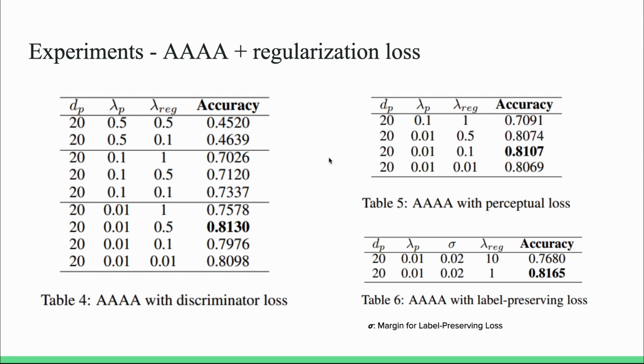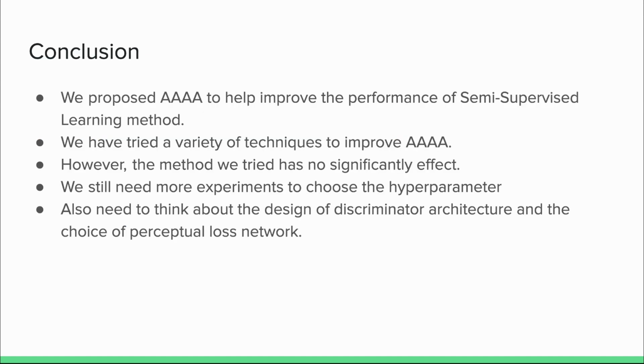The most interesting part would be the label preserving loss. Even a weight of 10 cannot influence our performance significantly. That may mean our AAAA does not have the label information. So for now, we propose the AAAA, and we have tried a variety of techniques to improve it. However, none of them significantly affect performance for now. In the future, we will still need to take more experiments to choose the hyperparameters, and we will also need to think about the design of our models.